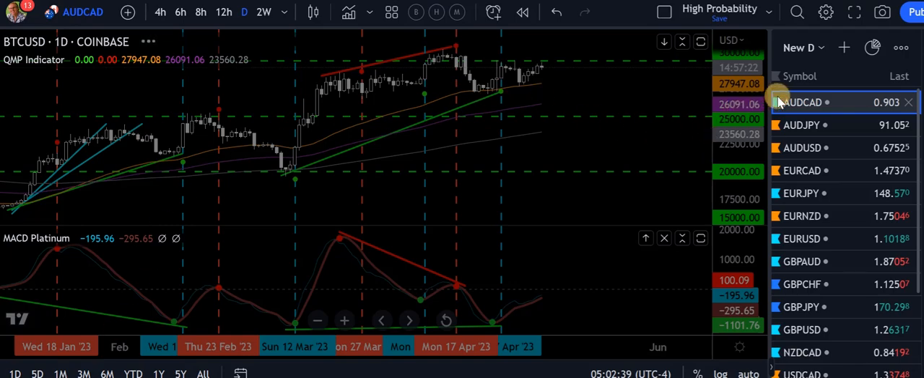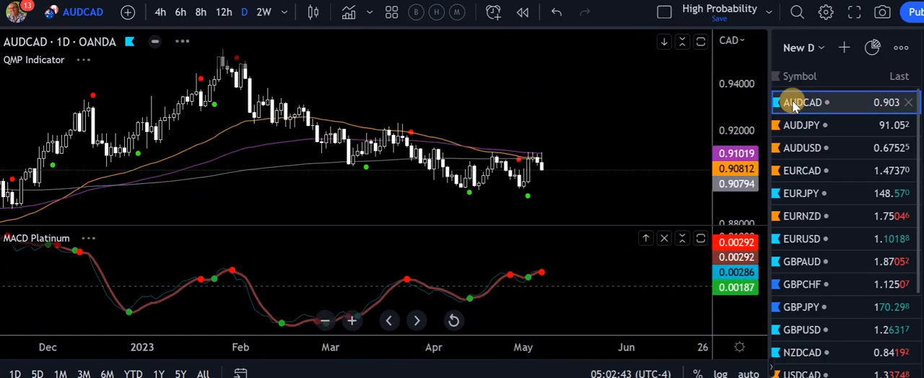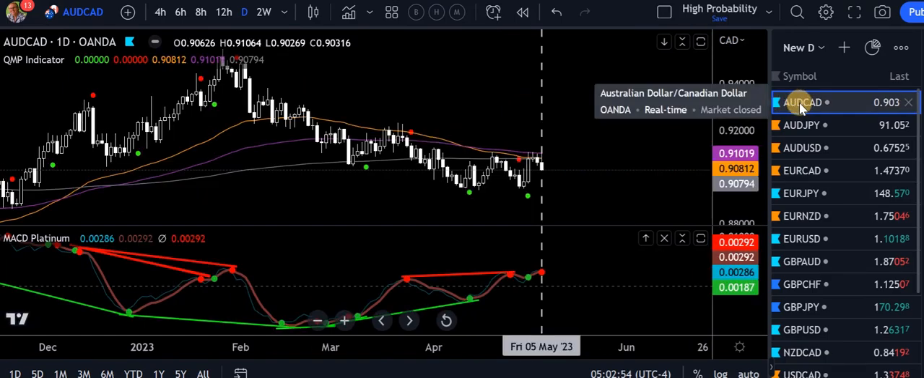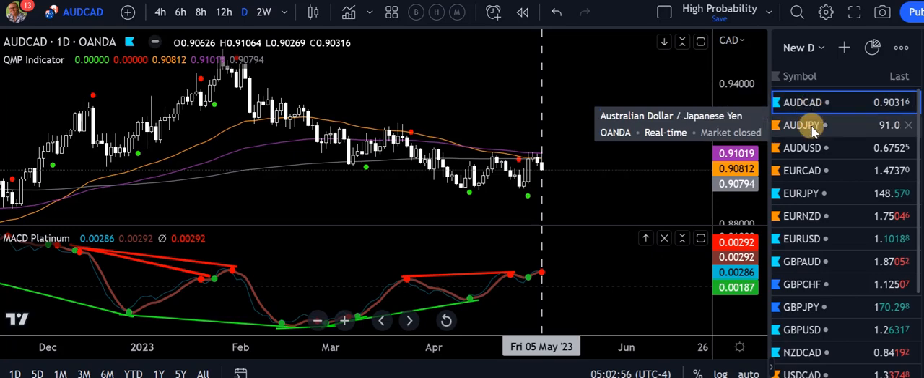Now, TradingView is moving really slowly, so it's going to be a slow, painful video by the looks. I'll just pause it every time it does that. No worries. So we've got the watch list on the right.